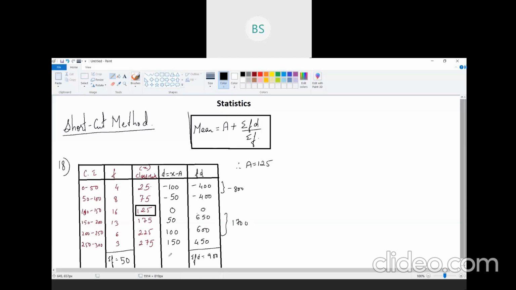Now we substitute these values in the formula. So mean is equal to A, that is 125 plus 900 upon 50. So that will be 125 plus 18. So 125 plus 18. So the mean will be 143.